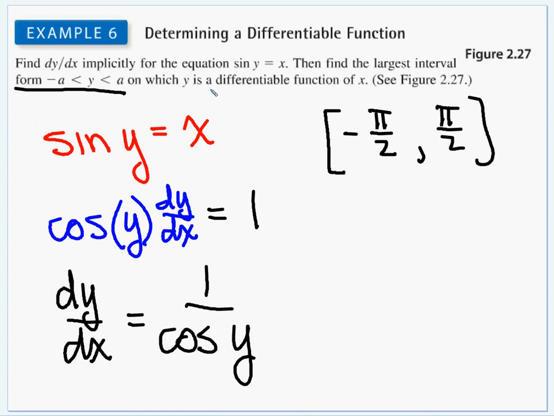Now it says find out which y is a differentiable function of x. What we've got here is the cos of y, and we want x's over here. I'm just going to start a new slide so I can pop back if I need to. So we need to define the cos of y in terms of x. And how are we going to do that?